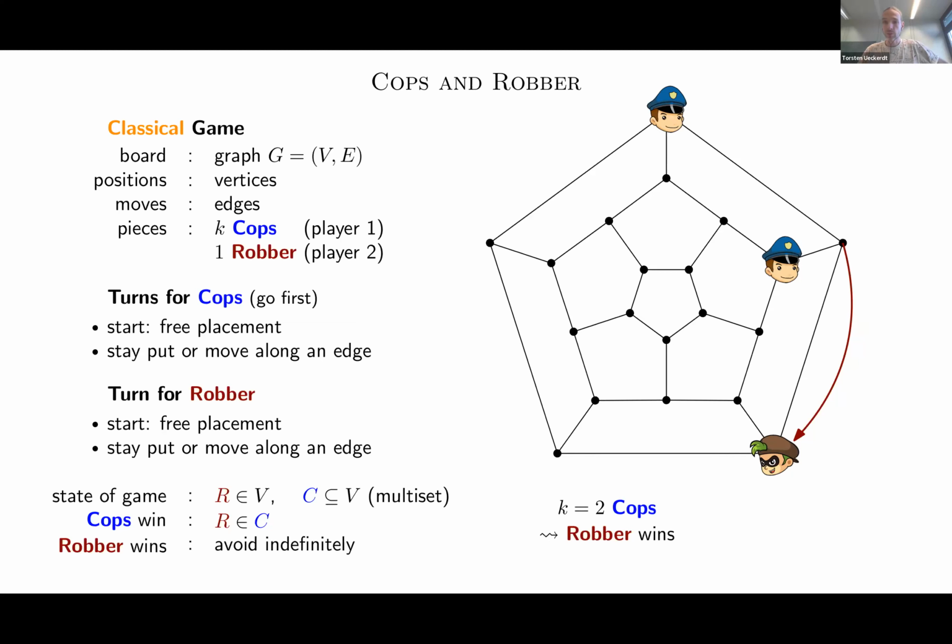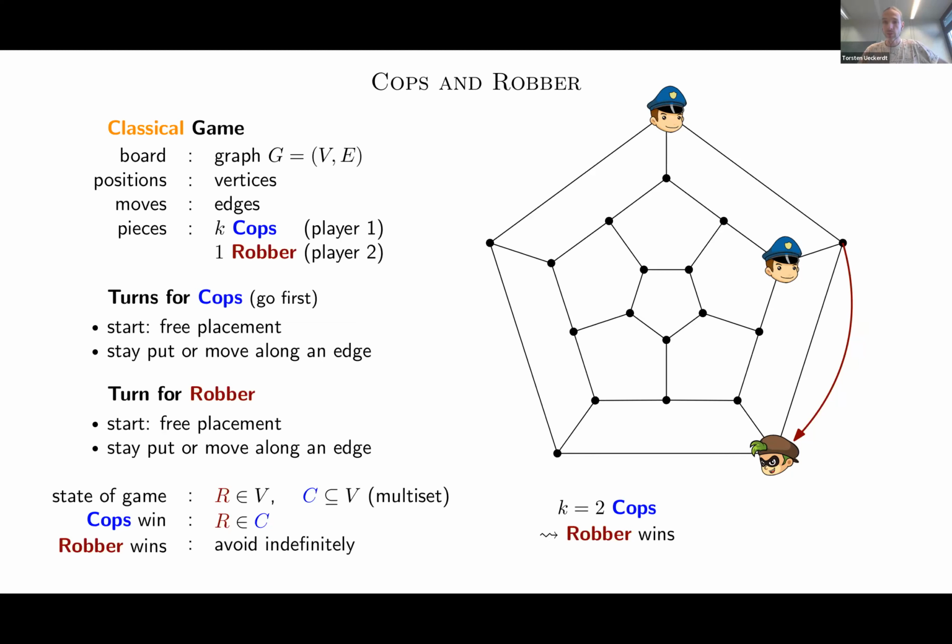Meaning that they should be on all neighbors occupied by the current robber vertex. So the robber is on some vertex, and all the neighbors of this vertex have cops on them. In terms of these conditions, the neighborhood of the current robber vertex is a subset of the set of current cops positions. Okay, that's the surrounding variant.